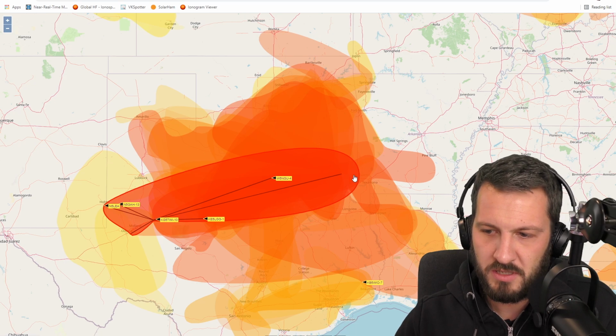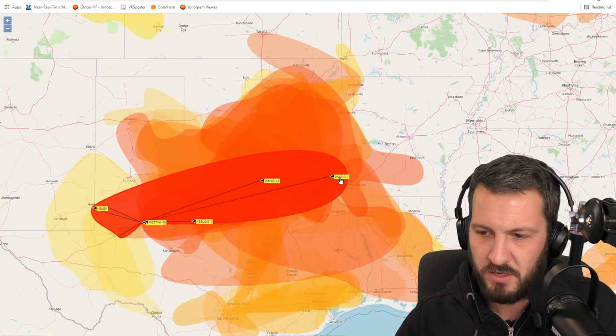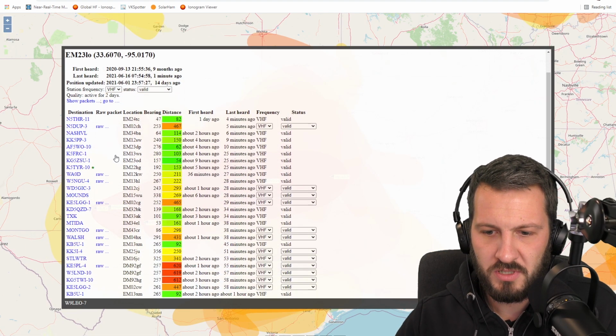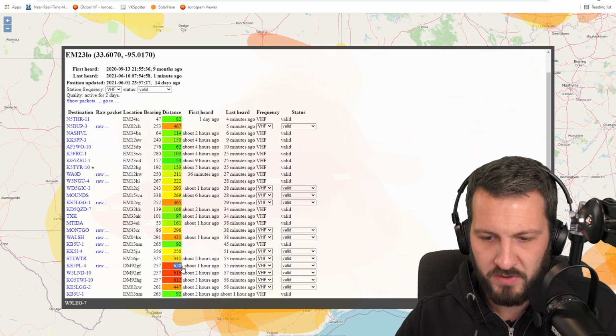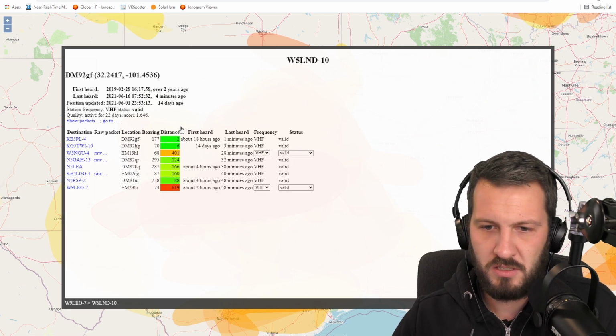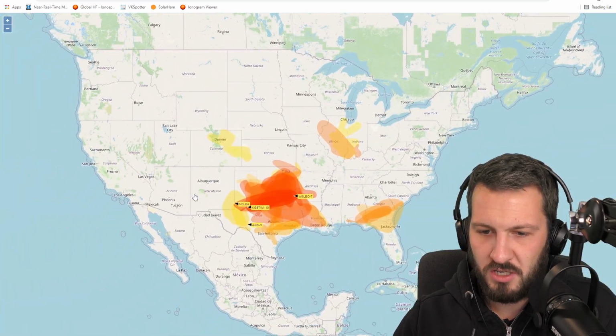Now, if we click on this one, so we've got a couple here. So W9, we'll let that refresh. W9LEO-7. Pick this up. This shows all the stations that it's been hearing, and there's a couple of extreme ones here: 620, 619, 612. I believe this is in kilometers. And we can see the stations here on the left that it's heard. If we click on those, we can see that data. So this is using all APRS data to correlate what the conditions are like in real time.